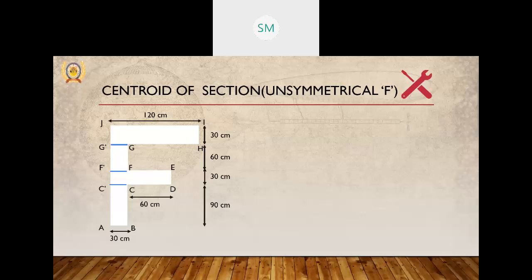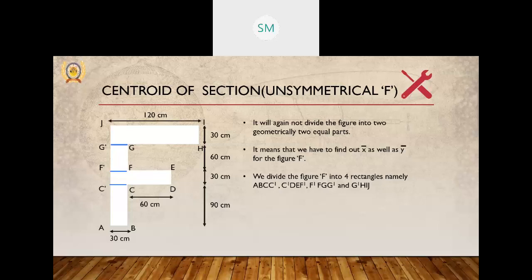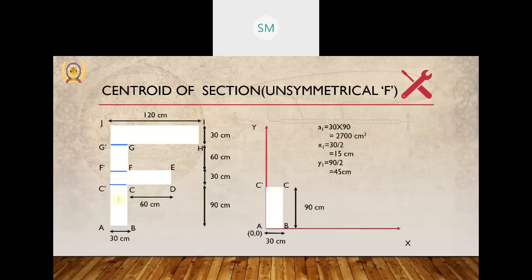Second rectangle is C dash D E F dash. And third is F dash F G G dash. And fourth is G dash H I J. So these four rectangles' areas we already know, and we know the centroid of all the rectangles. So let us take the first rectangle.